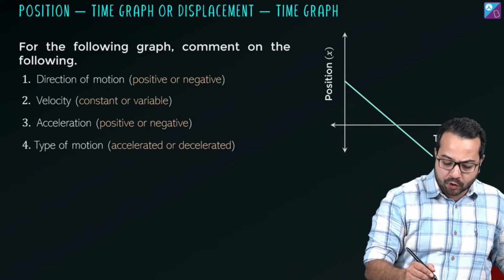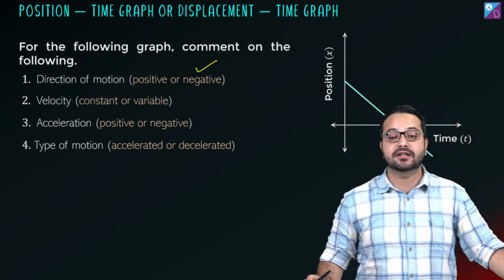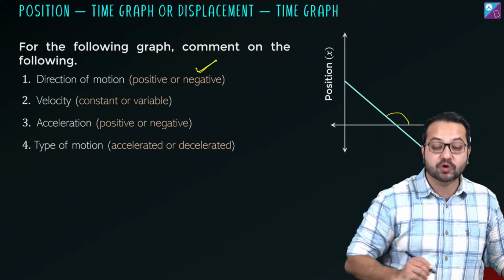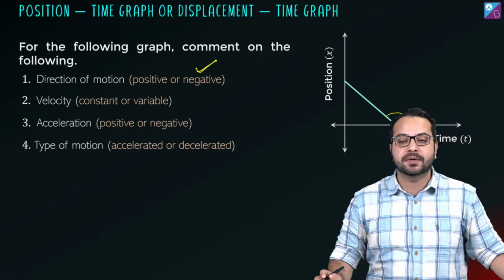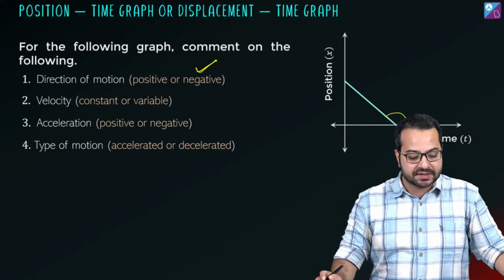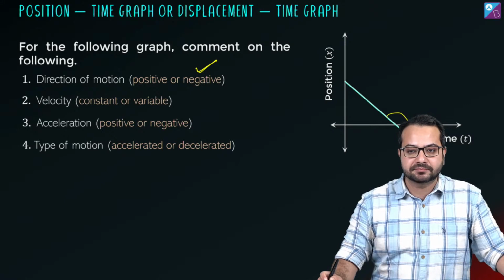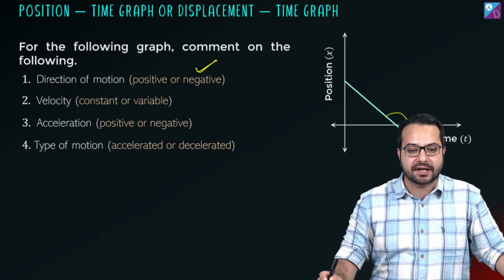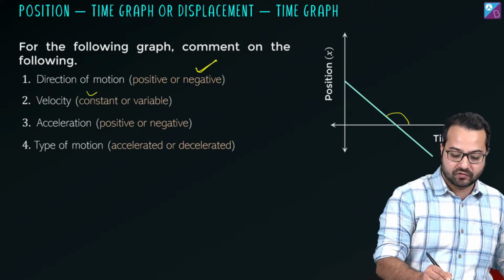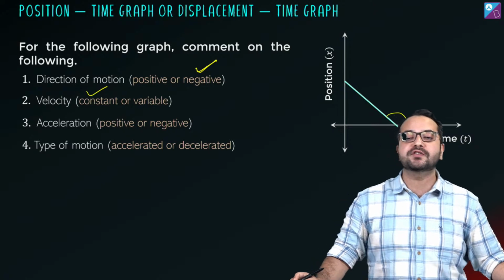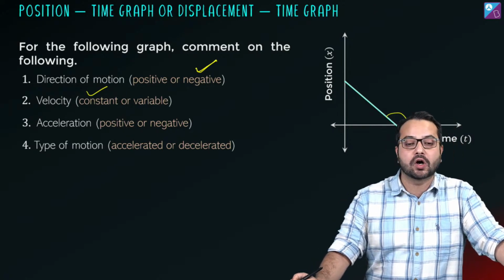Okay. What is the direction of motion? Negative, because the slope is negative. Is that correct? The slope is negative. So the direction of motion is going to be negative because velocity is negative. Next, velocity is constant or variable? Chalo, tell me quickly. Quickly guys, tell me. Velocity constant or variable? Velocity is uniform. Okay, very nice. Because the slope is constant. How do we know the slope is constant? Because it is a straight line. So the slope is constant. So velocity is going to be constant.